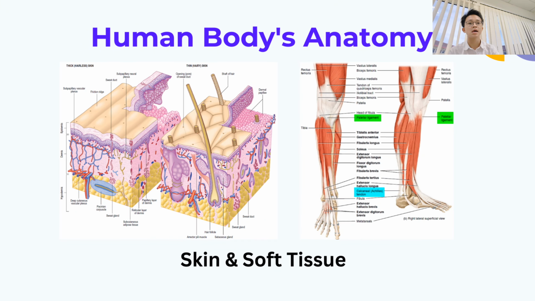Next, we look at the skin and soft tissue. Skin has three layers: epidermis, dermis, and hypodermis. The epidermis is the outer layer which acts as a protective barrier. The dermis contains blood vessels, nerves, glands, and hair follicles. The hypodermis, also known as the subcutaneous tissue, is the fatty layer connecting skin to underlying structures. The soft tissue includes muscle, fascia, ligaments, and fat that support and connect the body structures.